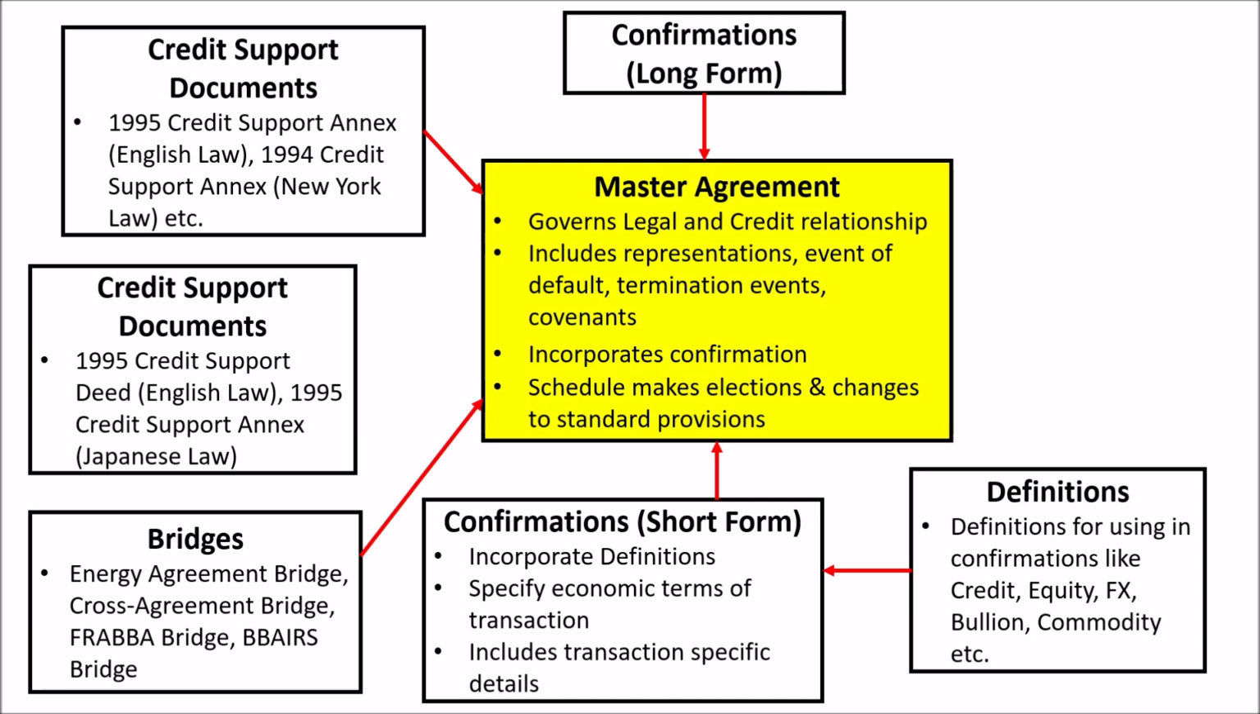Apart from representations, there are also events of default and termination events. Now, these are some of the important aspects of ISDA documentation. This gives the parties the ability to terminate the agreement with the other party when they commit a default, or in case of any occurrence of termination events. In simple words, events of default are the instances in which one of the parties defaults to the other party, which gives the other party the right to terminate the agreement. Hence, one of the parties is at fault.